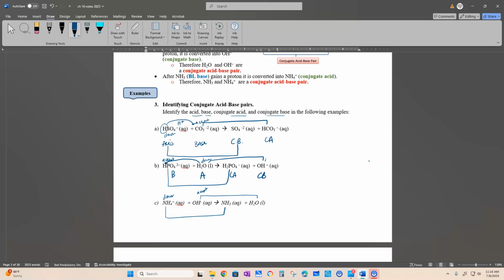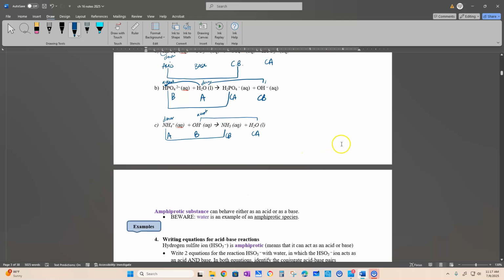So my donor, ammonium, is my acid. OH is a base. OH will always be a base. Okay? And it turns into my conjugate base. And my OH base turned into water, the conjugate acid. Okay? Hopefully not too difficult, but this whole chapter we're going to be practicing.